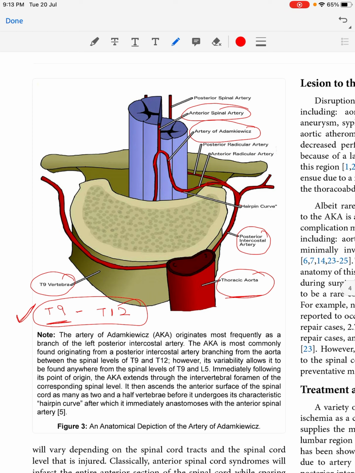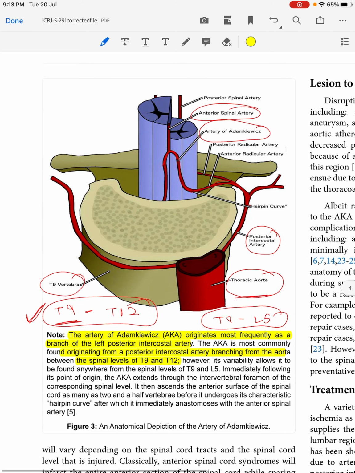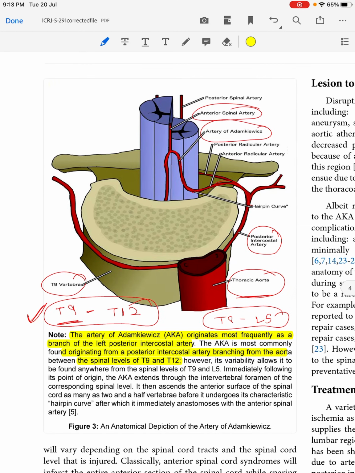These are the four main different origins of the artery of Adamkiewicz, but it is very variable and it can even occur from as low as the L5 level. The artery of Adamkiewicz originates mostly as a branch of the left posterior intercostal artery. It is commonly found originating from the left posterior intercostal artery, branching from the aorta between the levels of T9 to T12. However, its variability allows its origin to be found anywhere between T9 and L5.